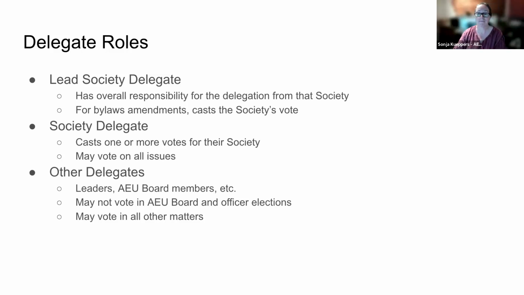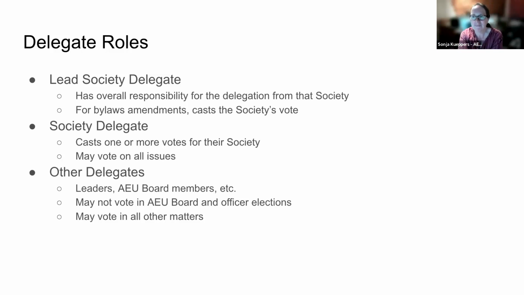Yes, Perry. I just want to clarify, a person who is both a society delegate and an AEU board member, for example, would have 2 votes on matters other than the board and officer elections, but would still have 1 vote on those elections. That's exactly right. So if they're a society delegate and an AEU board member, they don't get any extra votes on the AEU board and officer elections, but they have the possibility to have more votes on the other matters of business.